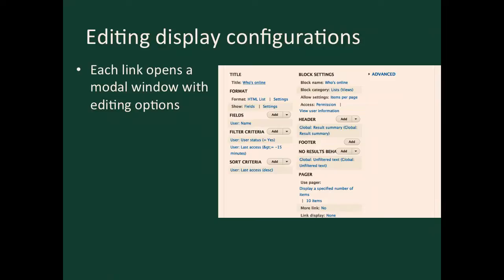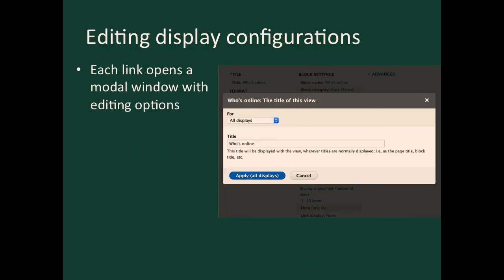So, zeroing in on the display configurations, editing individual parts of the display. Each of these links that's in the display, the things that are blue, when you click on them, you will get a configuration modal that has editing options for that thing. So up in the top right, we've got this title link that says Who's Online. That's indicating to you the current value of that configuration. And when I click on it, I get a modal that shows up where I can affect what the value of that particular configuration is.